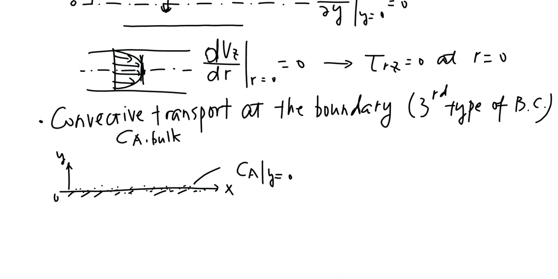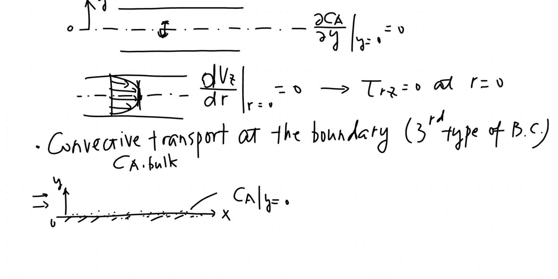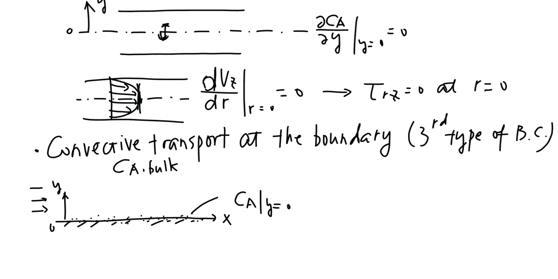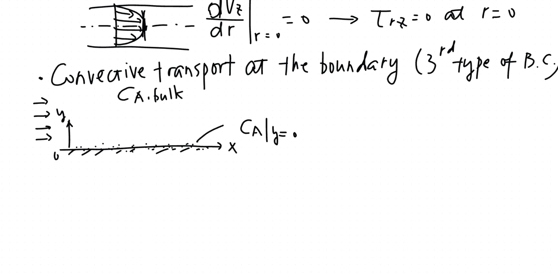And you may have some fluid flow. When we talk about the boundary layer, we know that if you have a fluid flow generated along this direction, you would have a fluid boundary layer. And because of the fluid motion within the boundary layer, you will have convection.